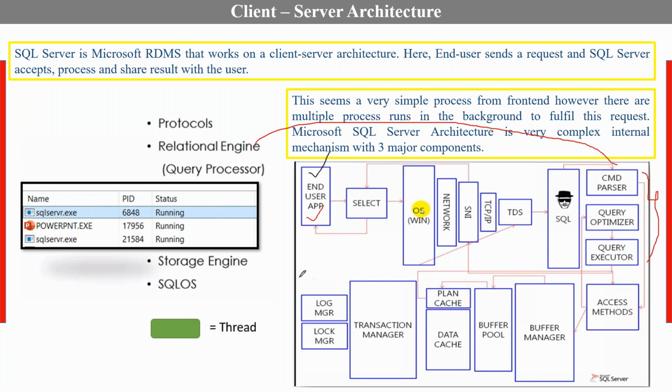And whatever you are seeing at the bottom belongs to the storage engine, like buffer manager, buffer pool, data cache, plan cache, transaction manager, lock manager, and access method. So when you go to the database engine, we have two components: one is the relational engine, one is the storage engine. Make sense?